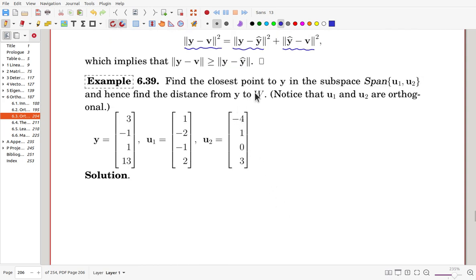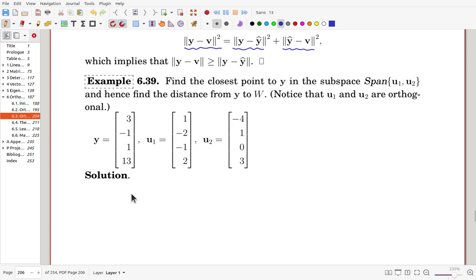Find the closest point to y in the subspace, the span of u1, u2, and hence find the distance from y to w. Now, once you want to use orthogonal projection, we have to check these two vectors are orthogonal. You can easily check: minus 4, minus 6, plus 6. So it is 0 in the dot product, so they are orthogonal.